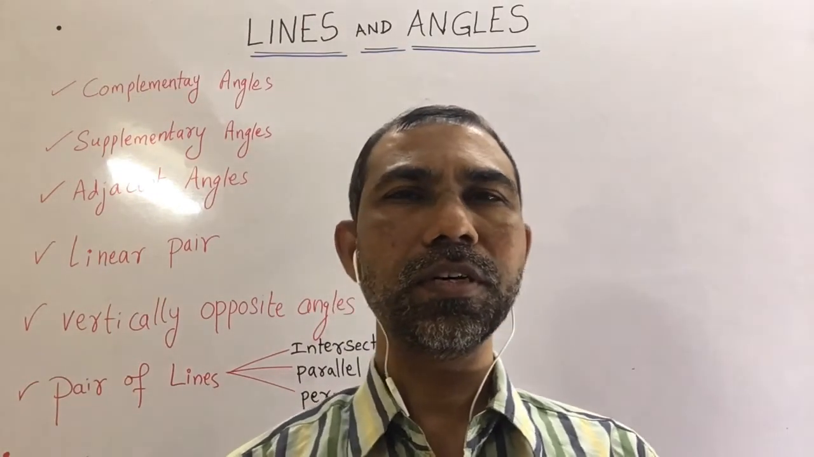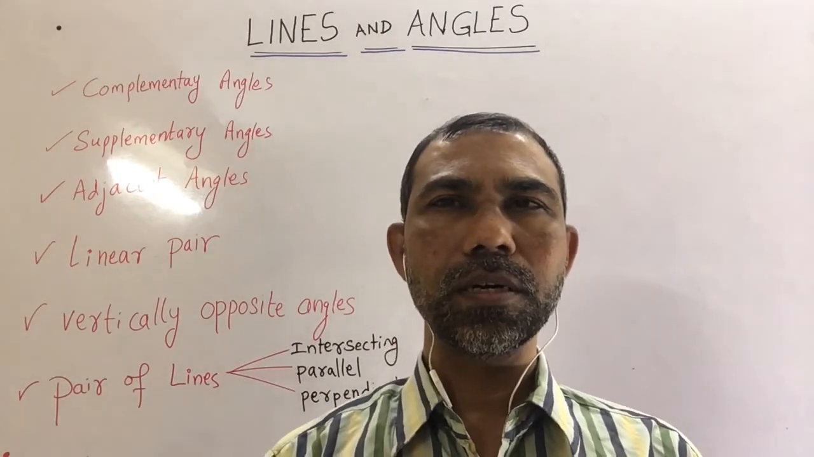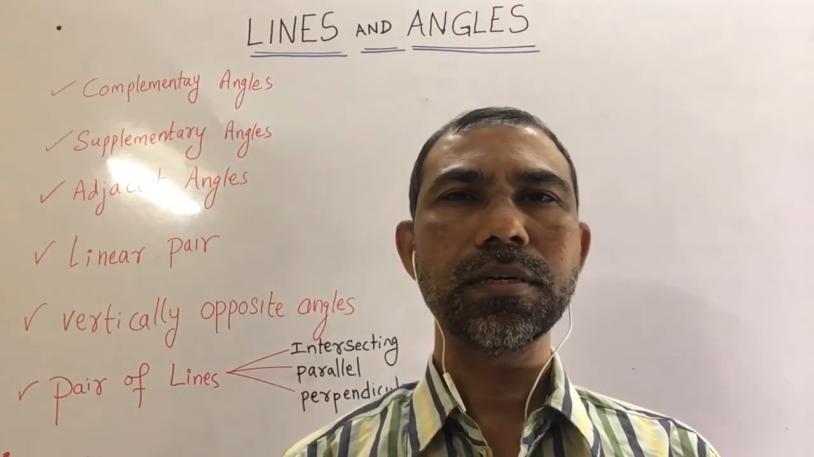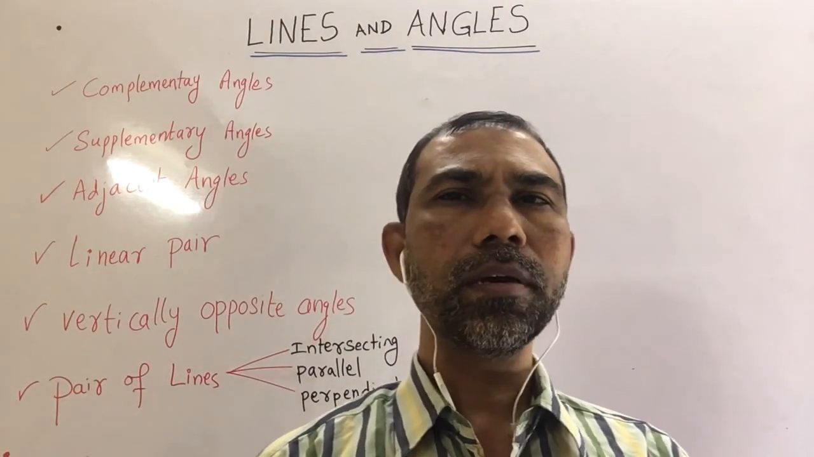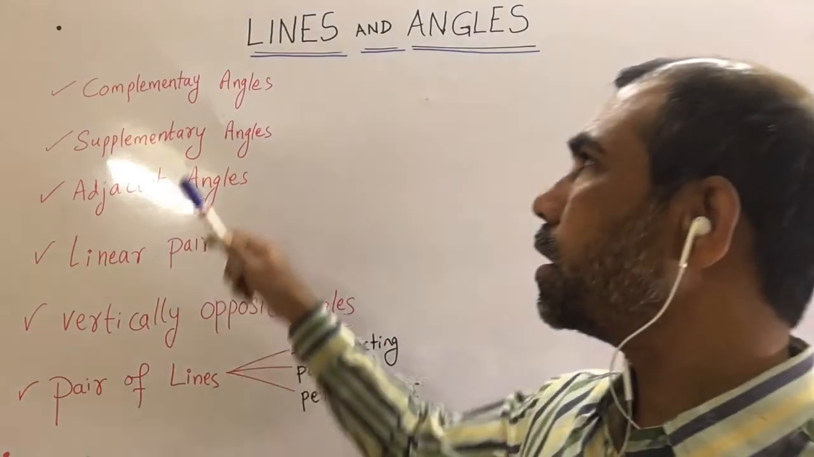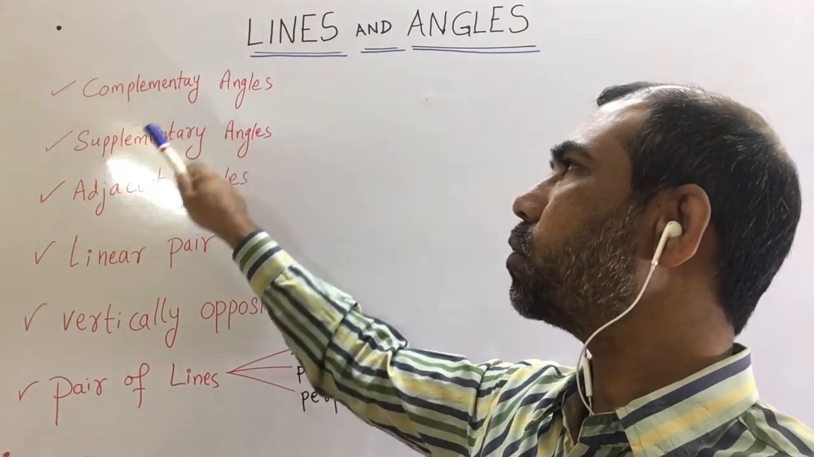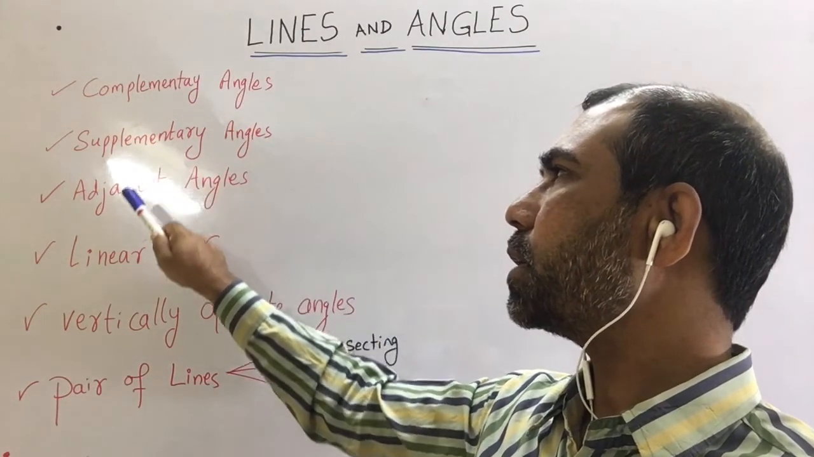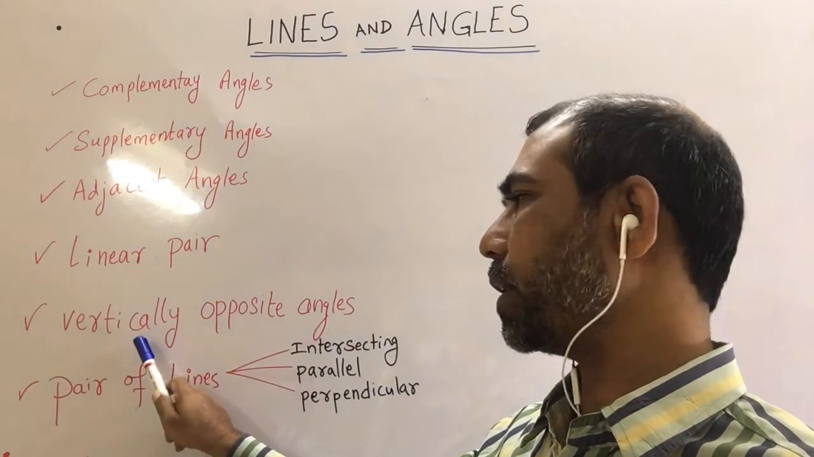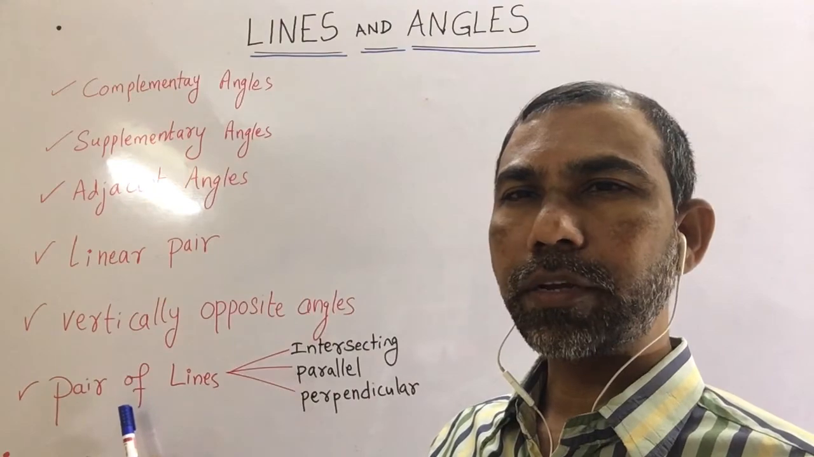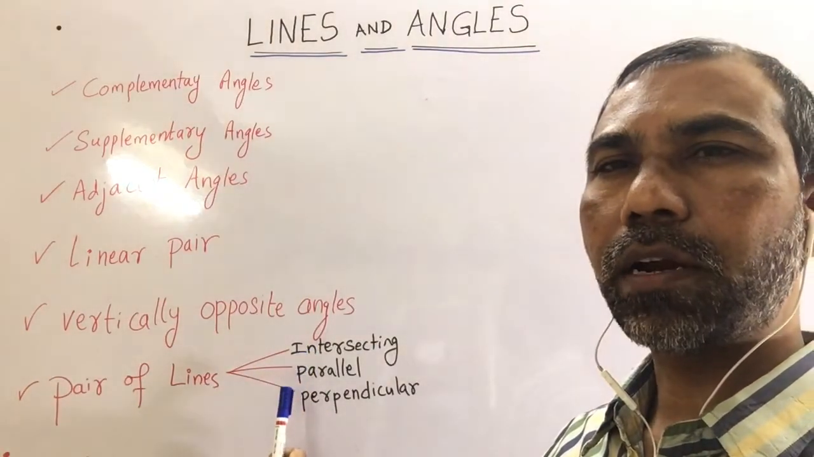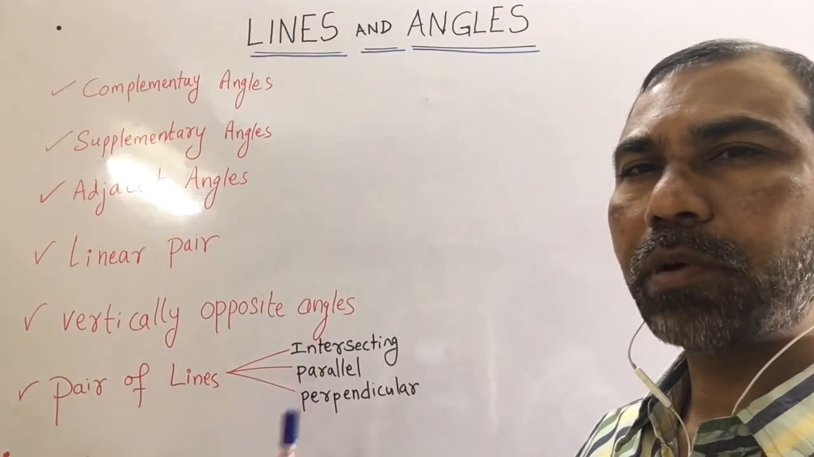Here we will continue the geometry lessons. Today we will concentrate on lines and angles. In this topic we will be discussing these topics: complementary angles, supplementary angles, adjacent angles, linear pair, vertically opposite angles, pair of lines. There are different pair of lines: intersecting lines, parallel lines and perpendicular lines.